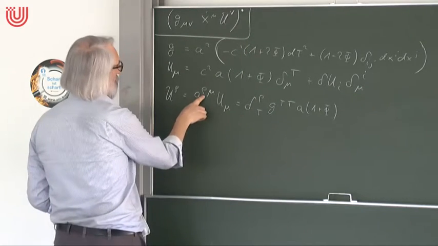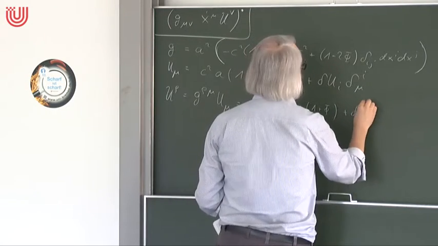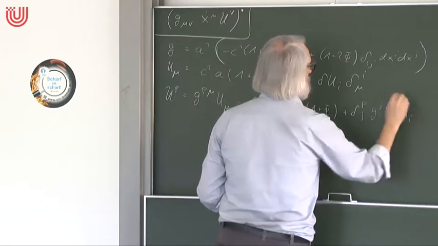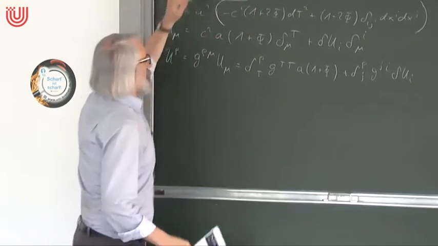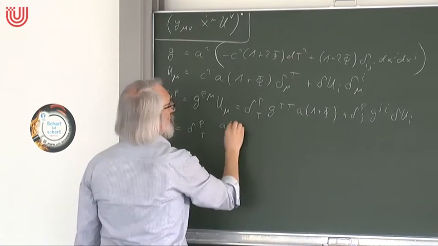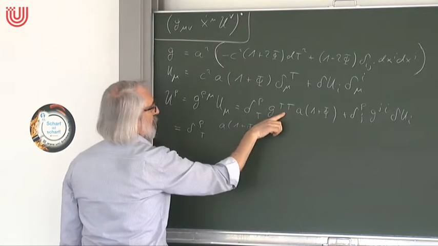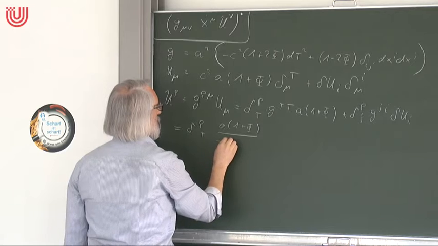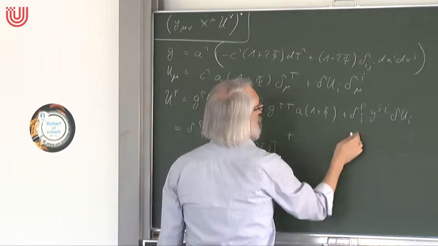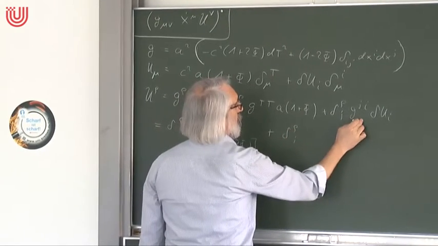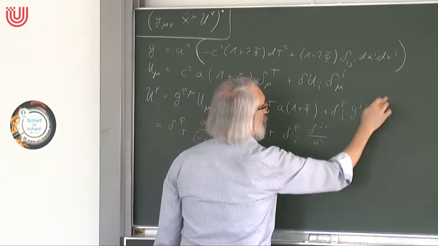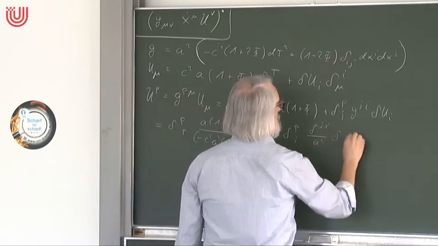And if the mu is I, then the rho must also be a Latin index. So I have delta rho j, say, gji delta ui. Okay? So that's it. And we know the metric coefficients. So this is delta rho t, 1 plus phi. And g with the upper indices is 1 over g with the lower indices. So this is minus c squared a squared 1 plus 2 phi, plus delta rho j. And this is just the Kronecker delta ji divided by a squared, because the term with the phi doesn't give anything. This is already first order, delta ui.